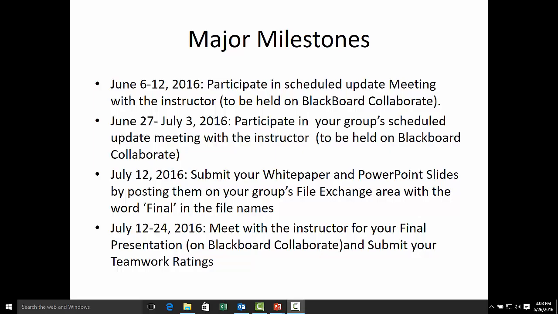And that should take place anywhere in those last 2 weeks of the class, July 12th through 24th. So you're going to, as a group, deliver your presentation on Blackboard Collaborate, and then after that presentation, you will be submitting your teamwork ratings, evaluating how each member of your group worked together on this project.